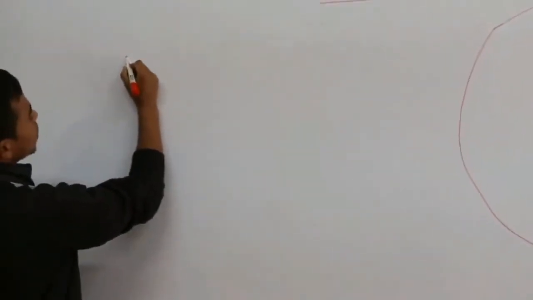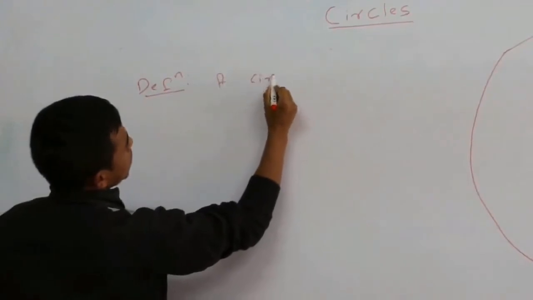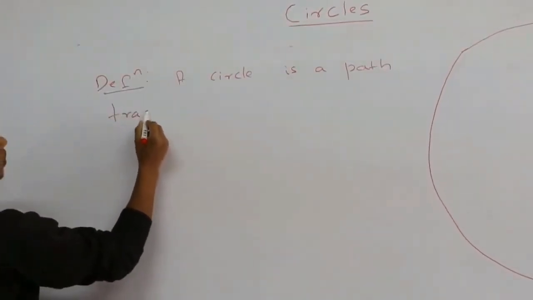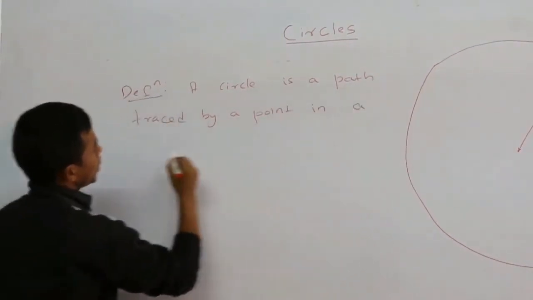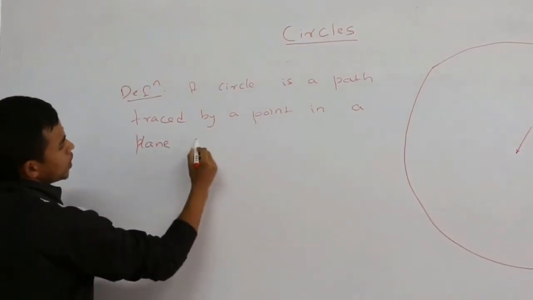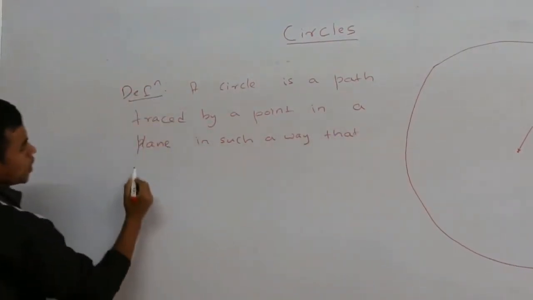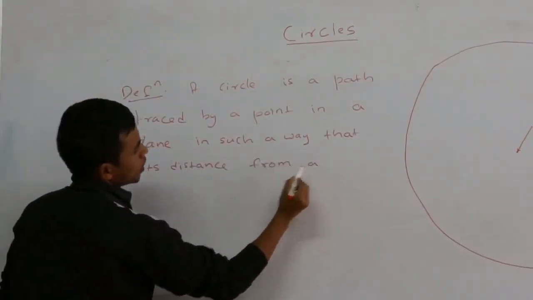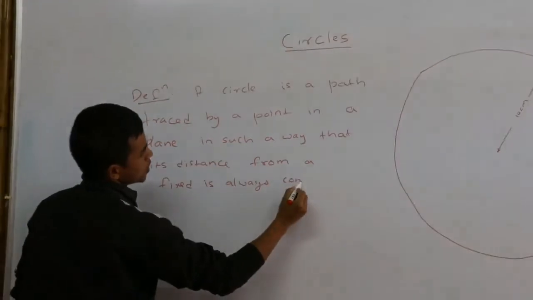So let us define a circle. Definition: a circle is a path traced by a point in a plane in such a way that its distance from a fixed point is always constant.